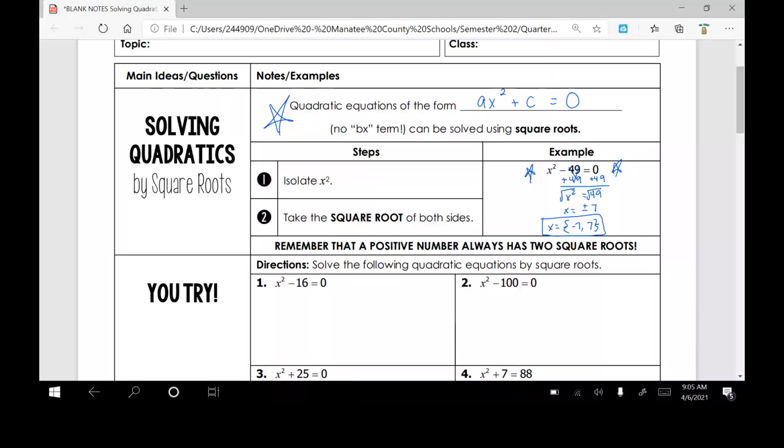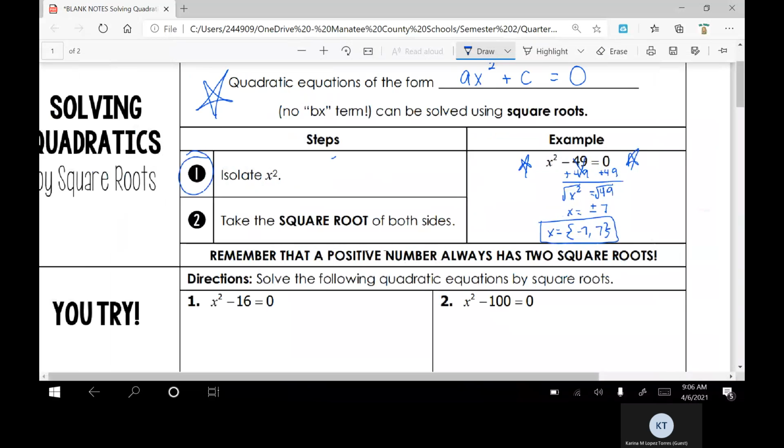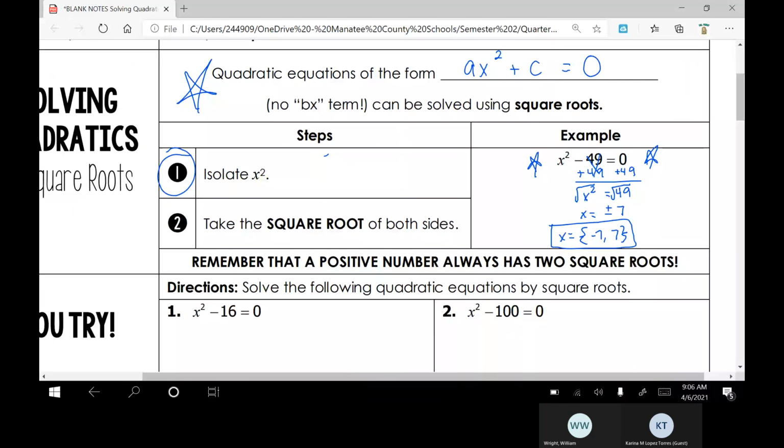Alrighty, so today we're going over, again, solving quadratics by square roots, our notes. In the basic form we have here, ax squared plus c equals 0. That means there's no bx term. You solve using square roots, just like a normal equation. Step 1 is to isolate the x squared. So that's why I added 49 on both sides to get the x squared all by itself. And then you take the square root of both sides.